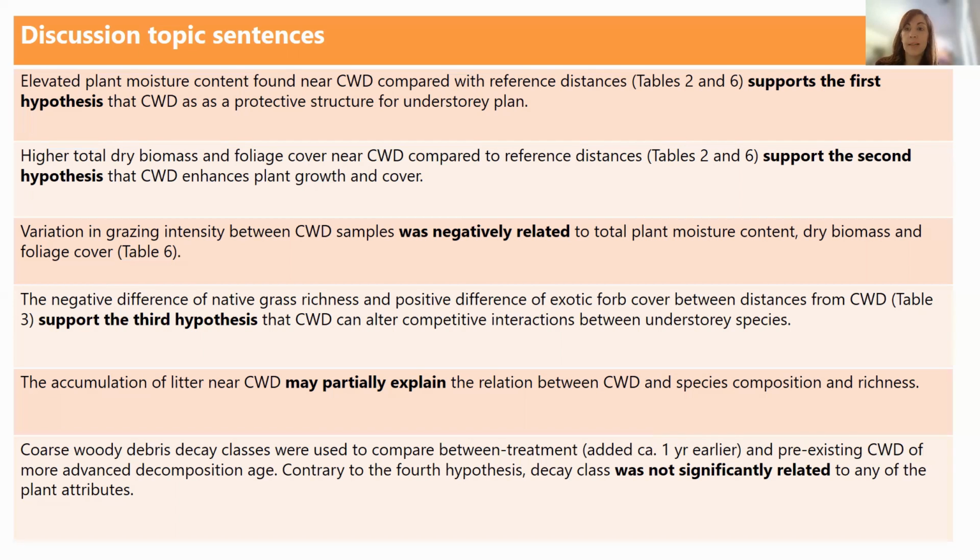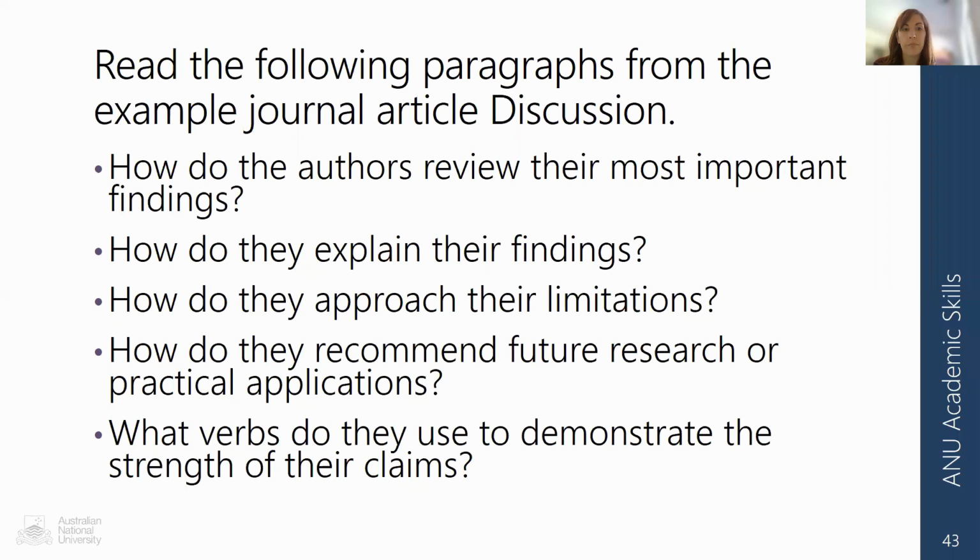You might want to pull out the topic sentences of your target journal's discussion, see how they frame the relationship between their findings and other research, or their findings and what that potentially means. Okay, so we've got some paragraphs from the example journal article. And you want to be thinking about, in general, when you read example journal paragraphs that are more fitting to your target journal, you want to ask yourself these questions. How do they review their most important findings? How do they explain them? How do they approach their limitations? How do they recommend future research? What verbs do they use to demonstrate the strength of their claims? You want to pull all that apart.